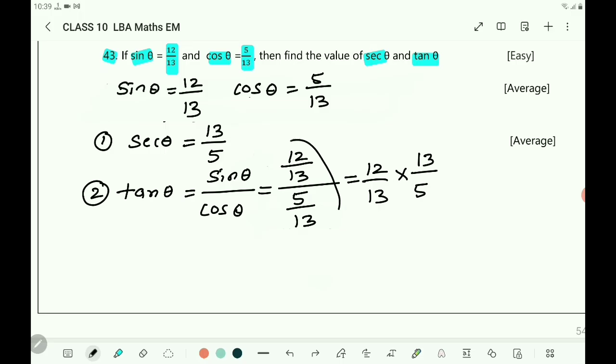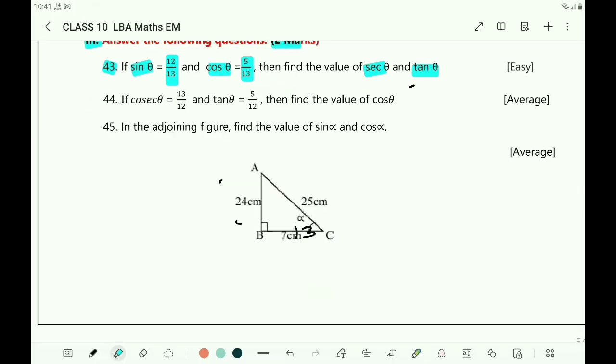Here it is in the division form. So if you take into, you must write the reciprocal of the denominator. Here these two cancel, equals what? 12 by 5. So tan theta is equal to what? 12 by 5.